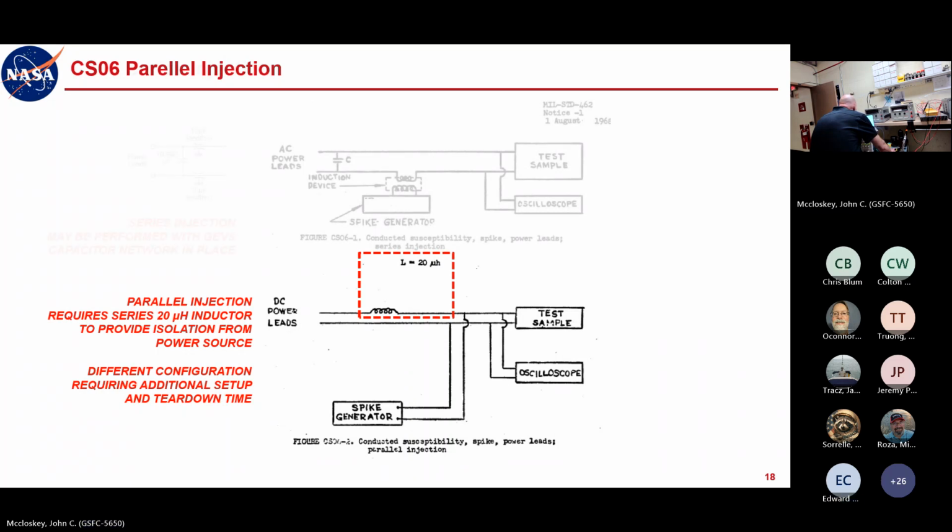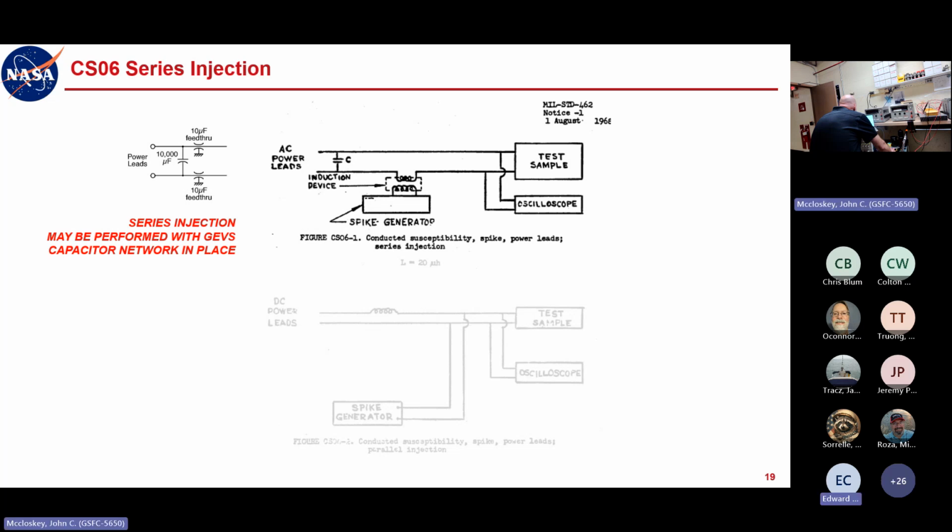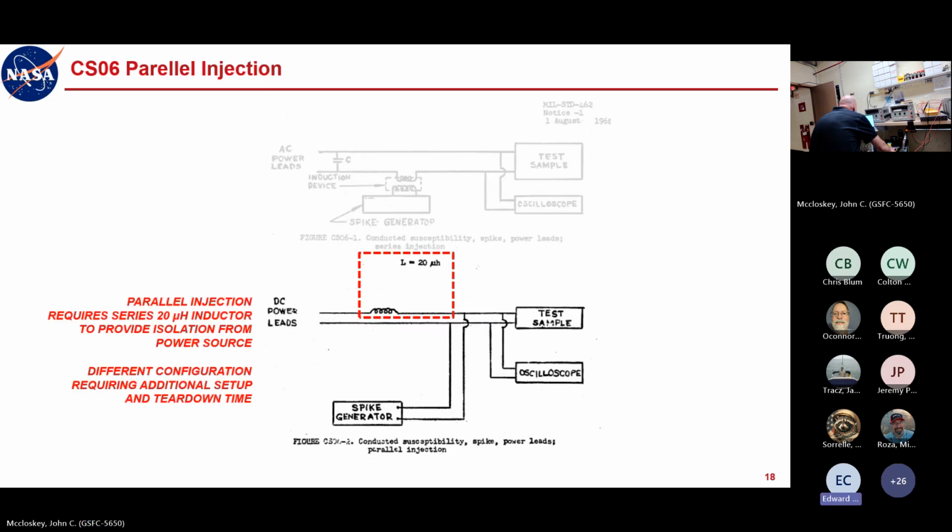Hey John, yeah, this is Ed. With the series inductor, it looks like you could run yourself afoul of source impedance, I mean, the stability of your converter, right?